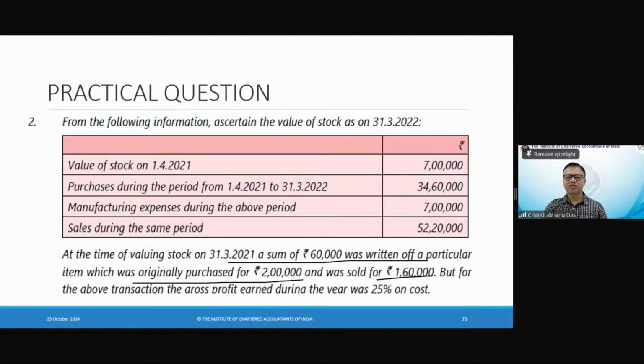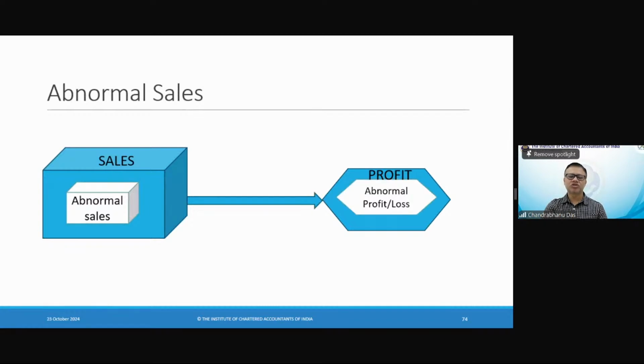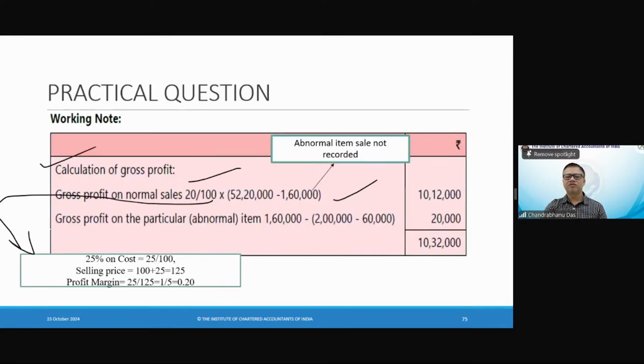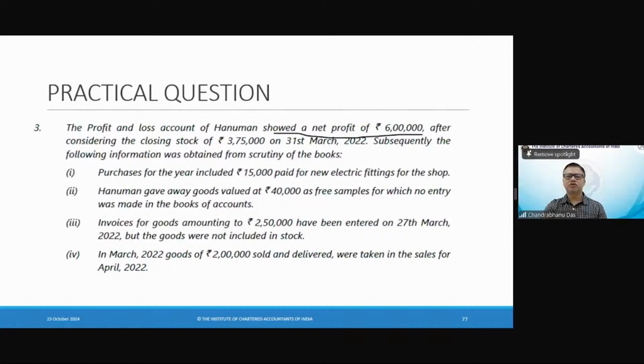Value of the stocks. So as we can see, abnormal sales, this type of situation always comes. Profit will be abnormal profit or loss. Then you have to calculate the two types of profit. One is the profit in the normal sales transaction. Another is the profit after this write-up, on abnormal sales. So both profits have to be added, and that profit has to be deducted from the sales to arrive at the cost of goods sold.